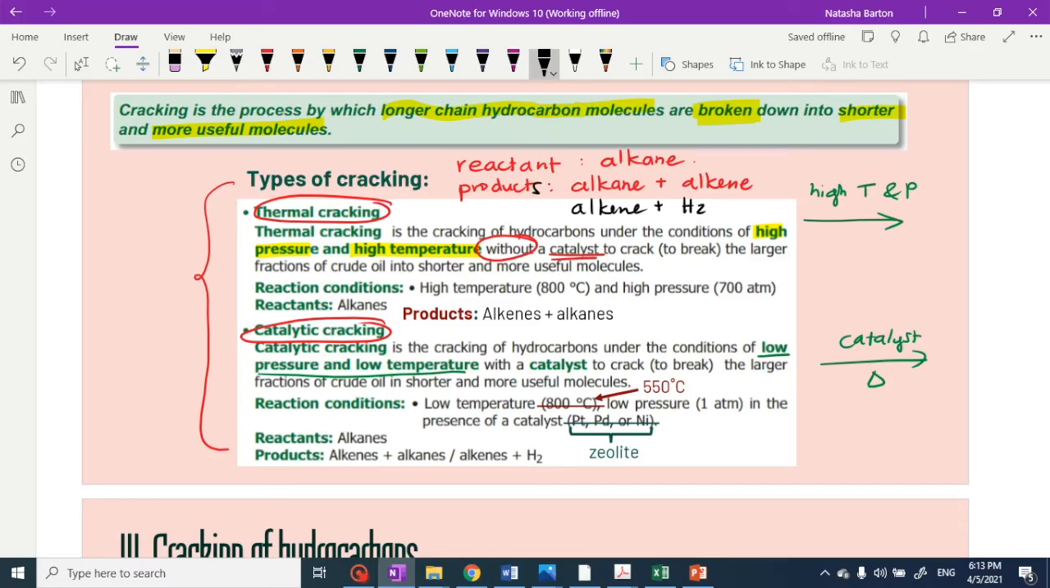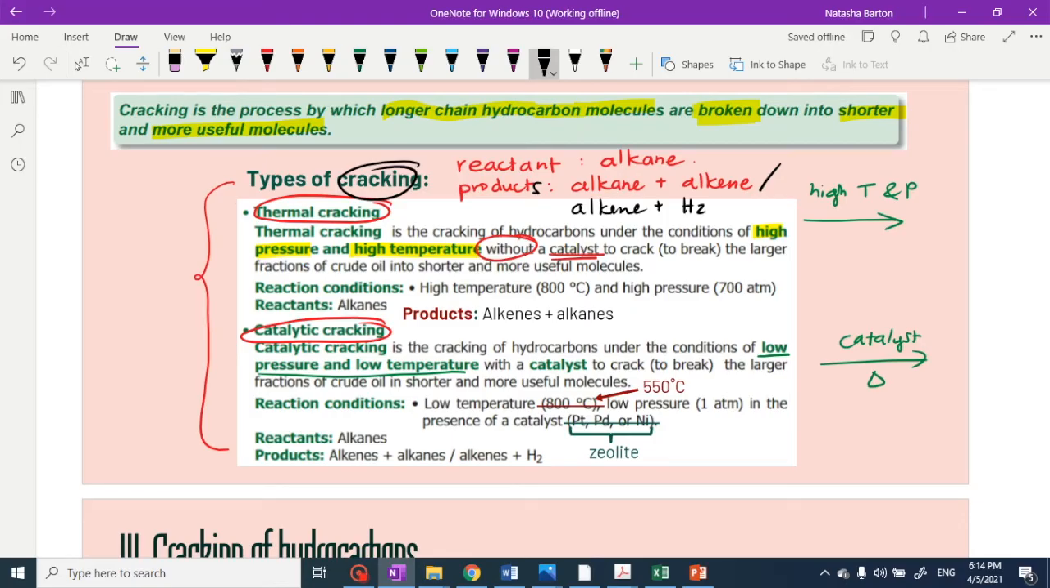Okay, neither is specific to thermal or catalytic cracking from what I understand after all of the textbooks that I've read. Nowhere on the internet, nowhere in textbooks are they very specific about which type of cracking forms which product. So we are just going to go with cracking can result in the formation of alkanes and alkenes or alkenes and hydrogen gas. Okay? Thermal cracking, high temperature, high pressure.